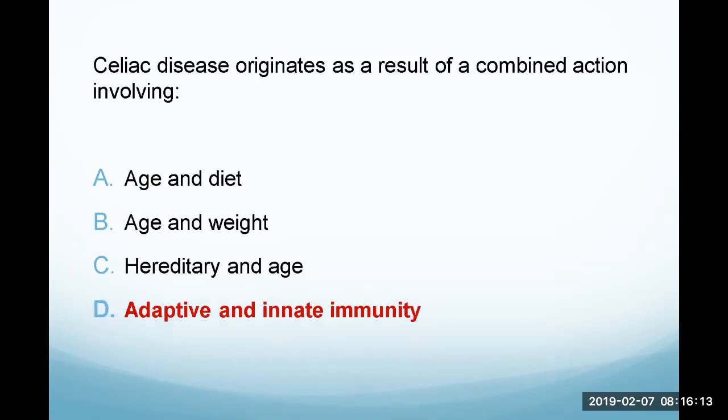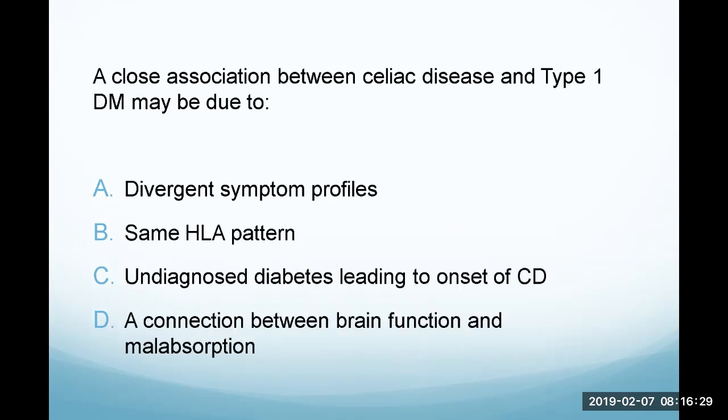Okay, it is D, the adaptive and innate immunity. So you need the environmental trigger, gluten, that creates the adaptive, and then you have to have the innate immunity in place too. So a close association between celiac disease and type 1 diabetes may be due to B. Very good.